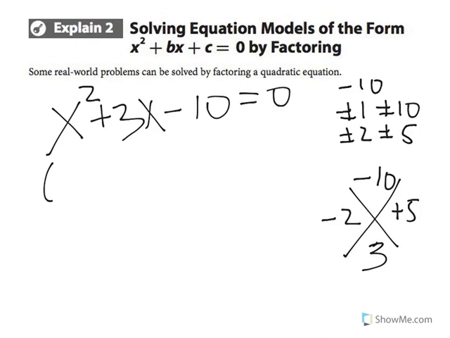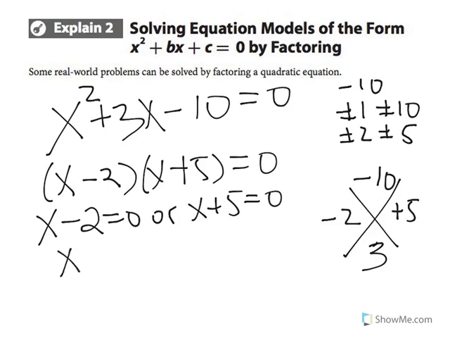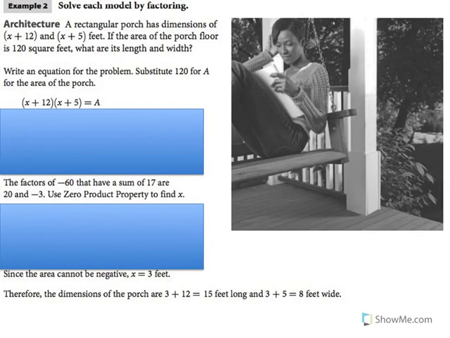So our factors will be x minus 2 times x plus 5 equal to 0, and then we can solve for x. Either x minus 2 equal to 0 or x plus 5 equal to 0, so x equal to positive 2 or x equal to negative 5. Alright, let's go on to our real-world problem.